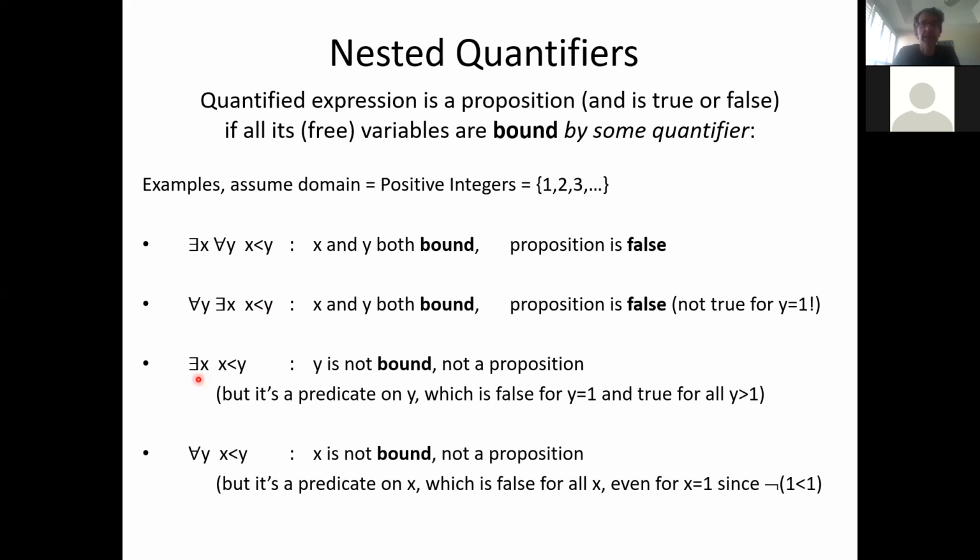A statement like "there exists an x such that x is smaller than y" cannot be evaluated because we don't know what the y is. It's true for some, yes, for y equal 3 this is true. For y equal 1, it is not true. Or this one, that for all y, x is smaller than y. We don't know what x is. It has to be bound by some quantifier. Are you saying this for all x, or there exists an x? We don't know.